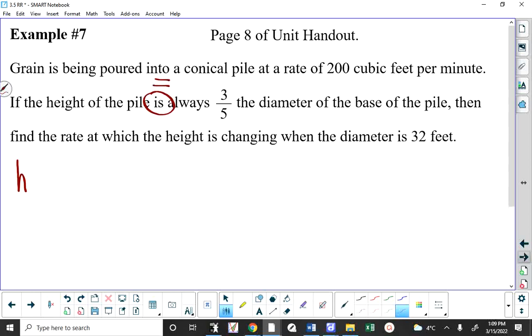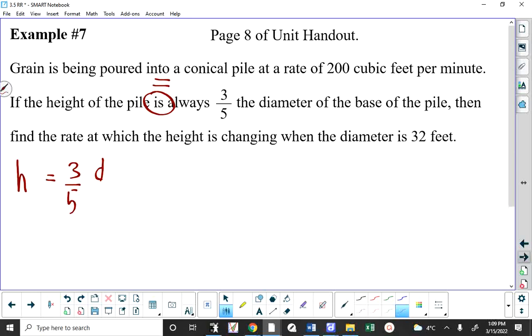That's what the word "is" means. If I say my age is 55, that means my age equals 55. So the height equals 3/5 of the diameter of the base of the pile. The word "of" isn't in there, but of means multiplication. So I'm going to use D for diameter. This is an important formula. You're going to see why, I hope, in a very short time.